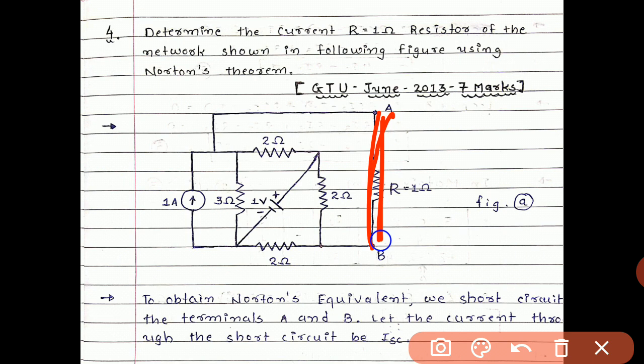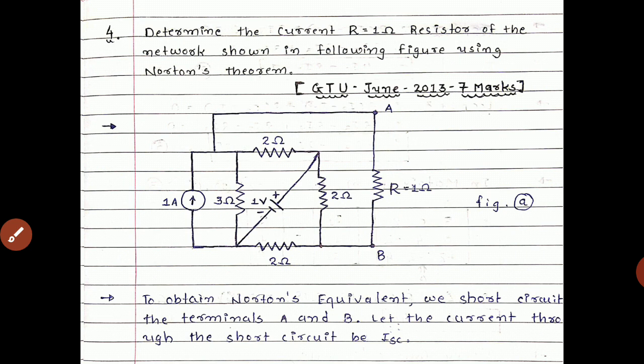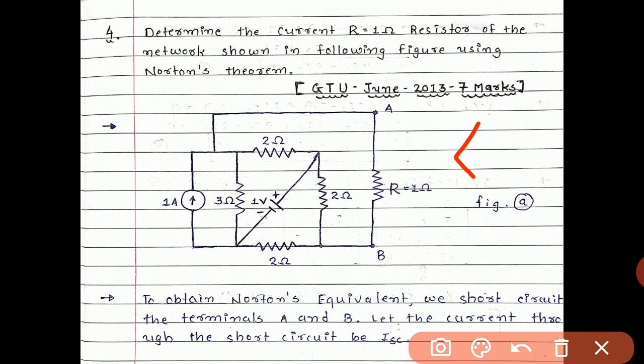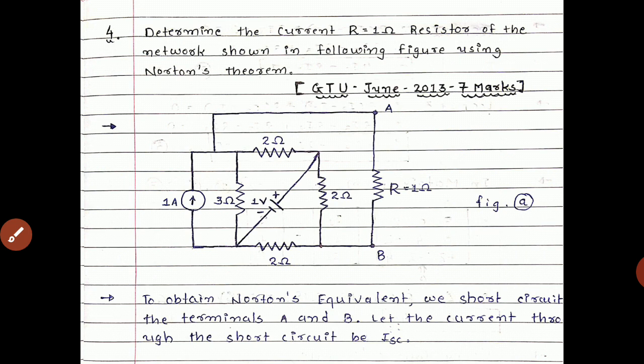So this is short circuited, and let the current through the short circuit be ISC. So our first step is to find the value of ISC. But this configuration is different. Why different? Because here no dependent source is given, so it is quite easy for us to calculate the value of IN. In this case we calculate it directly from the load side. So first of all we short the AB, mark the current IN and calculate the value of IN.